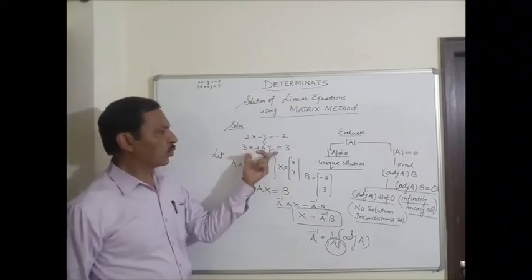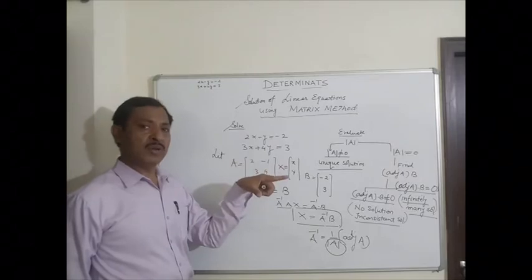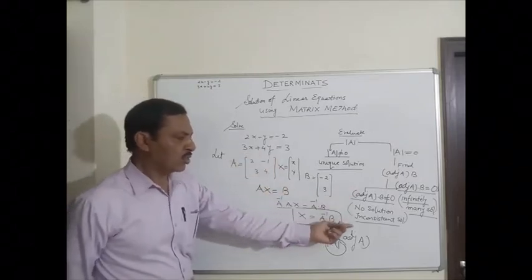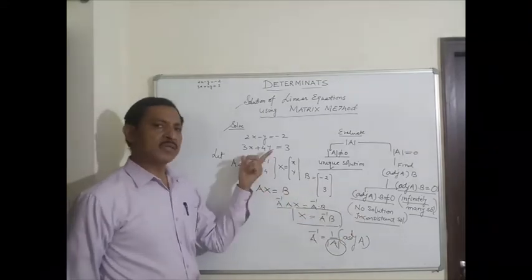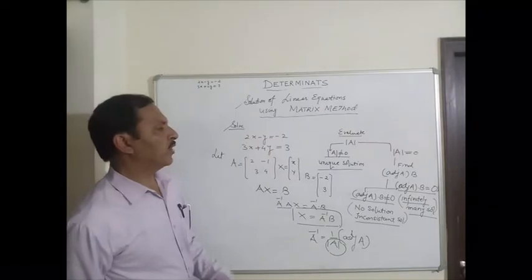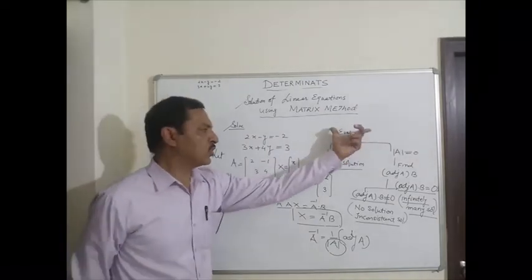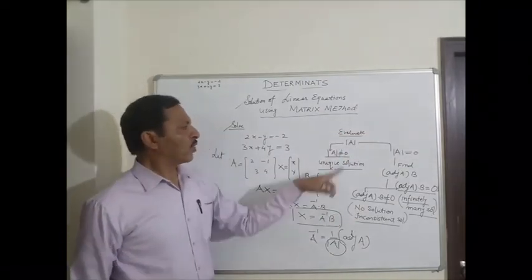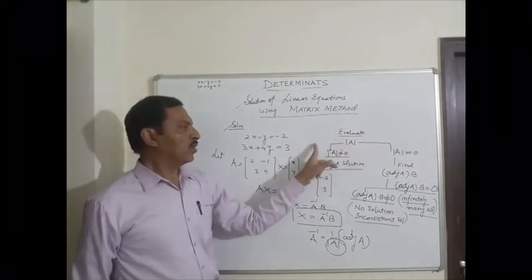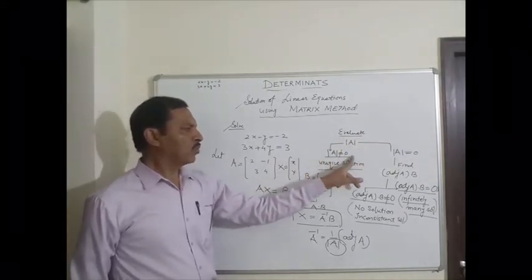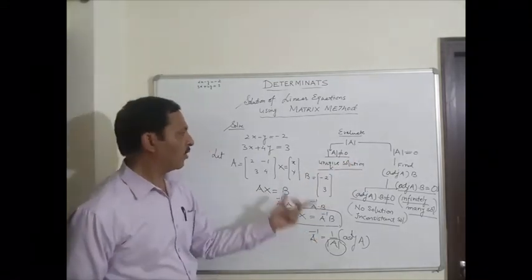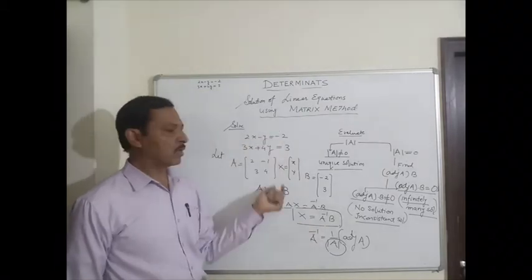The system of equations may have infinitely many solutions, or rather no solution, which is called an inconsistent solution. This is all decided on the basis of this particular flow chart which is here. First you evaluate the value of determinant A, and if determinant of A is not equal to 0, the solution is unique. That means we will have a consistent solution.